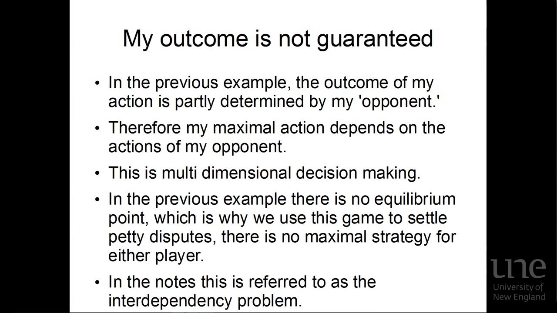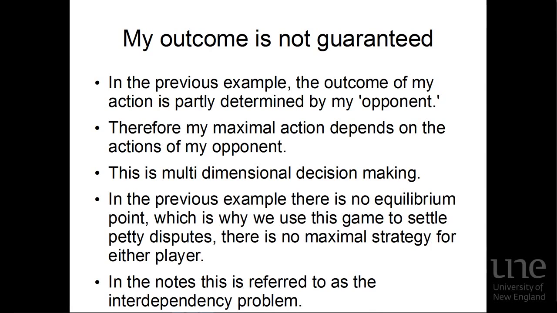The first instance is what the outcome will be for the row, and the second instance is what the outcome will be for the column. Columns going down, rows going across, naturally. So, given this decision diagram, we can see that the outcomes of our decision are dependent on the decisions of someone else. Now, rock, paper, scissors is not guaranteed. Previous example, the outcome of my action is partly determined by my opponent. Therefore, my maximal action depends on the actions of my opponent.